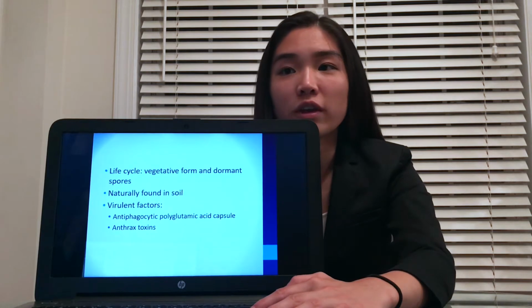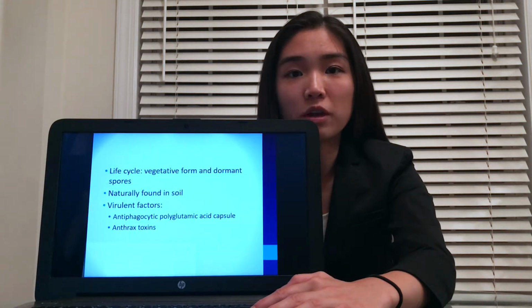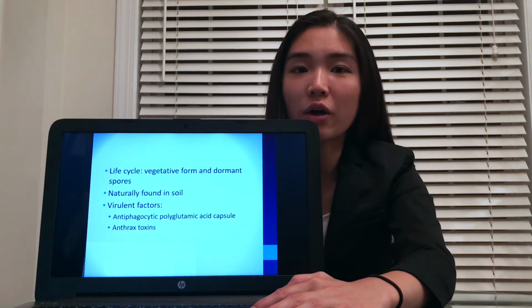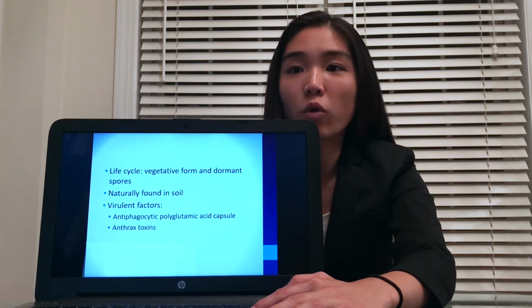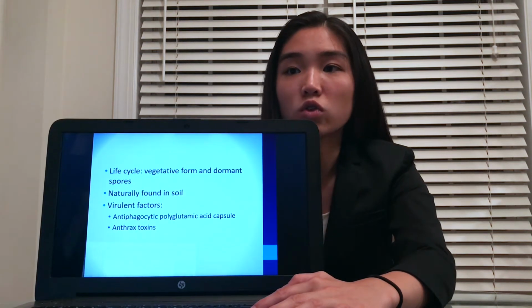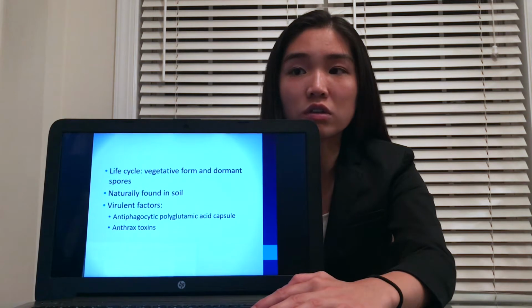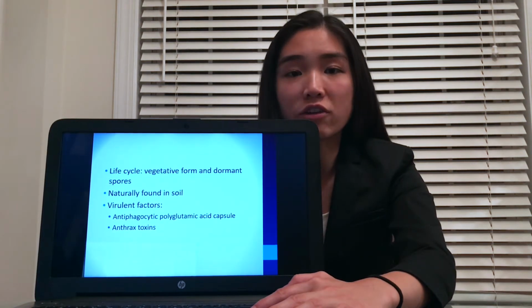Its life cycle is comprised of its vegetative form and dormant spores. In its vegetative form, it produces virulent factors, which I will elaborate on in later slides. And its sporulation is a defense mechanism when the environment cannot sustain the pathogen's growth, usually when anthrax is released into soils after the host's death, as anthrax thrives naturally in soil.